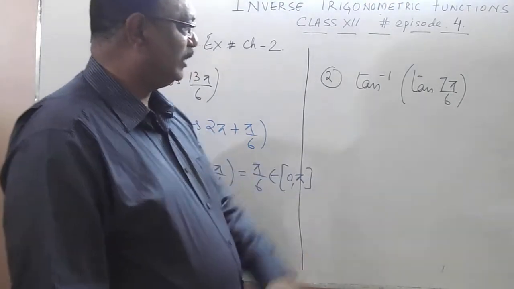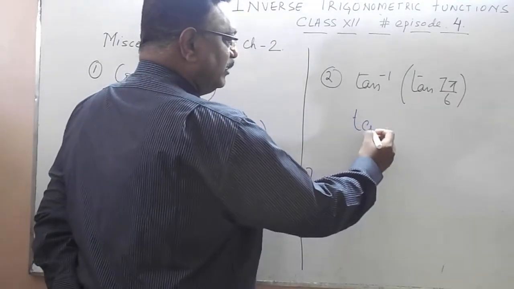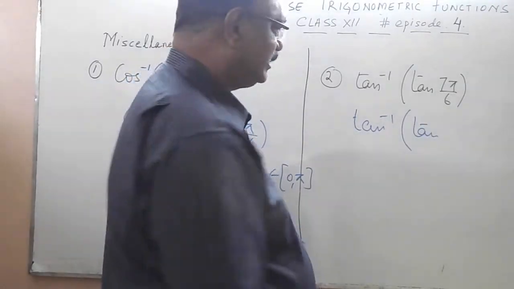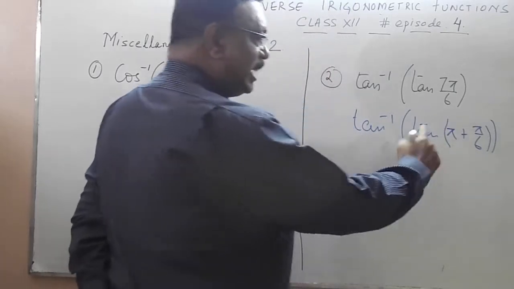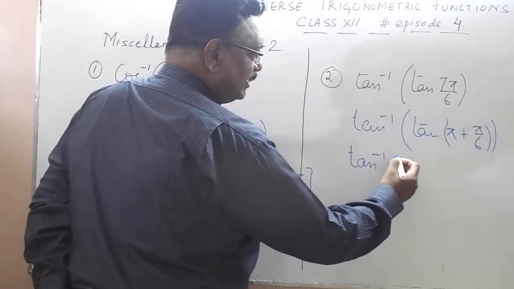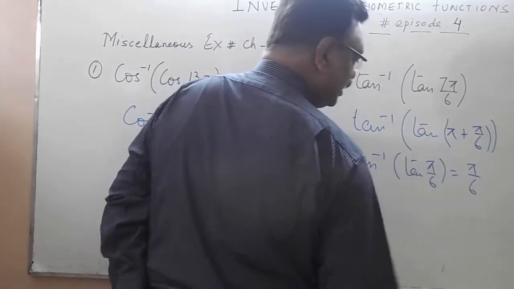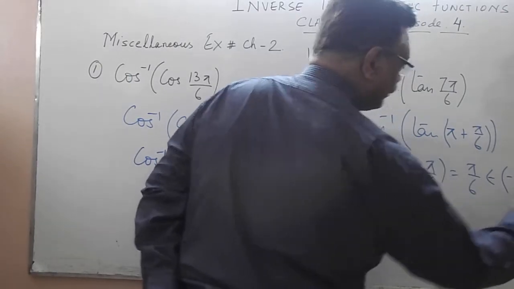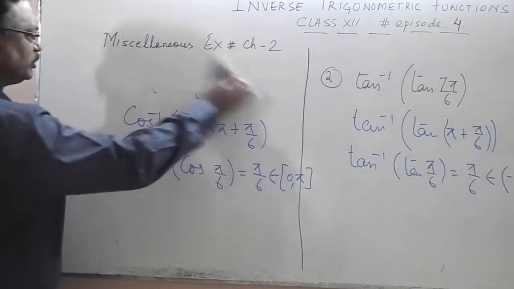Now moving on to the second question. Simplify tan inverse tan 7 pi by 6. Again, using the previous knowledge of class 11th, if I divide 7 by 6, I will get pi plus pi by 6. Tan of pi plus theta comes in the third quadrant, so we get tan inverse tan pi by 6, and our answer is pi by 6. Again, this pi by 6 belongs to the open interval minus pi by 2 to plus pi by 2, and hence our answer is correct. Now let's move on to question number 3.